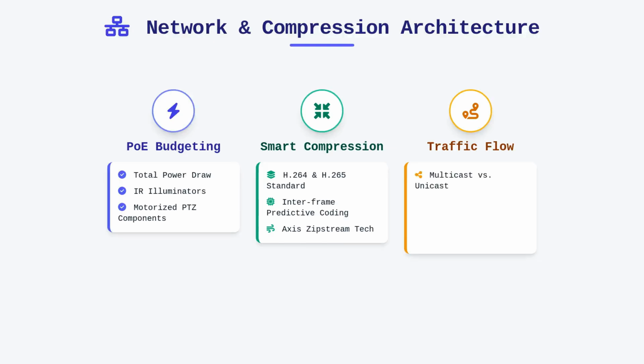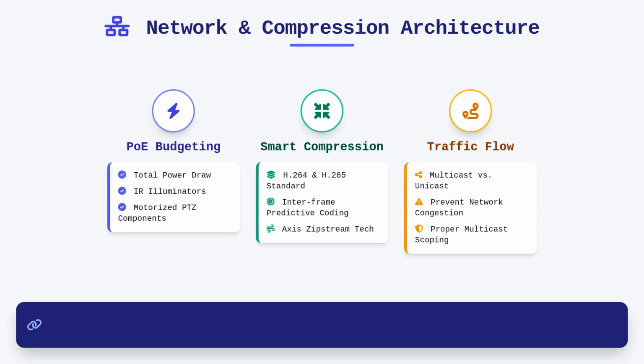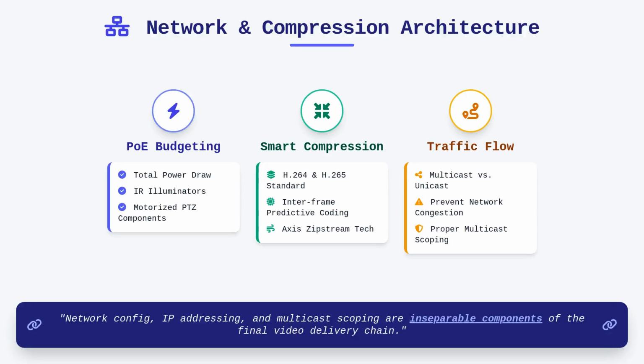Addressing multicast versus unicast traffic is another critical inflection point. Improper configuration here often leads to network congestion that can compromise an entire security infrastructure. A robust system requires you to treat network configuration, IP addressing, and multicast scoping as inseparable components of the final video stream delivery chain.